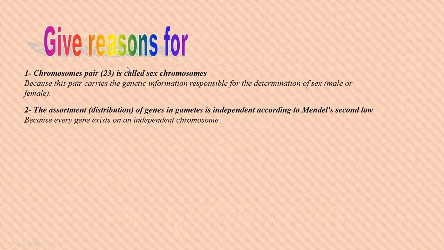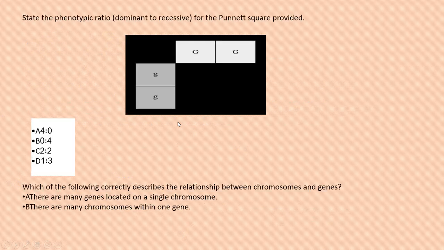اوكي طب let's answer these two questions. الكروموسومز pair 23 is called sex chromosomes. Why? اشمعنى ده is called the sex chromosome? Because it carries the genetic information responsible for determination of the male or female. Number two, the assortment of the gene in gametes is independent. Why it is independent according to Mendel? Because each gene exists on independent chromosome.